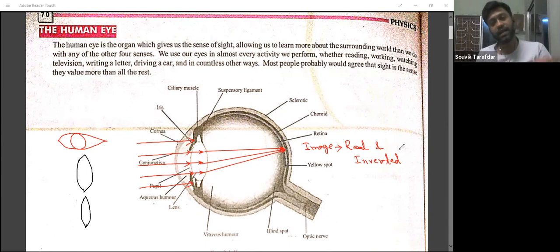Now how that will become erect, that also I will tell, why we can see an erect image only, isn't it? Whatever we see is not inverted, right? But on the retina, whatever is falling is inverted. You can say the retina is the screen where the image falls. Am I clear? Yes. Okay.